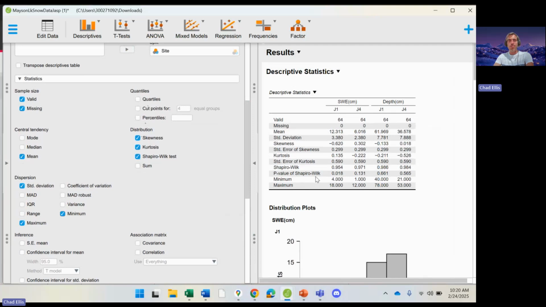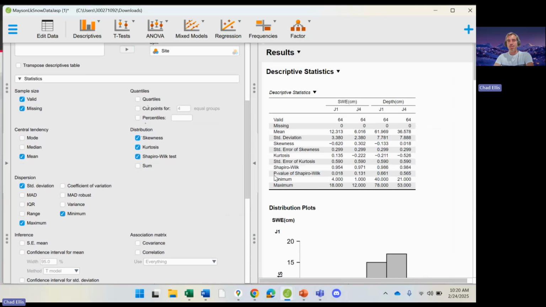And so the idea with Shapiro-Wilk, as we discussed in lecture, is that the null hypothesis, basically our default hypothesis, is that our data set is normally distributed. It's only if we reject that null hypothesis that we're going to say that we're not dealing with a normally distributed data set. Now, how do we tell if we're going to reject or not reject our null hypothesis?